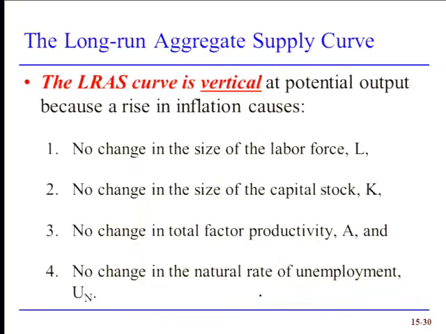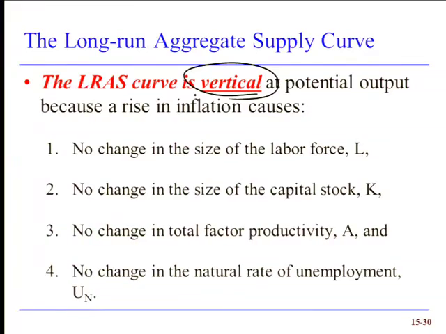Now, of course, the reason that the long-run aggregate supply curve is not influenced by inflation, that is why it's vertical, is that changes in inflation do not affect the amount of labor in the economy, right, the labor supply. It doesn't affect the amount of capital or the capital stock. It doesn't affect the amount of total factor productivity in the economy, nor does it affect the natural rate of unemployment. Classical dichotomy, long run.